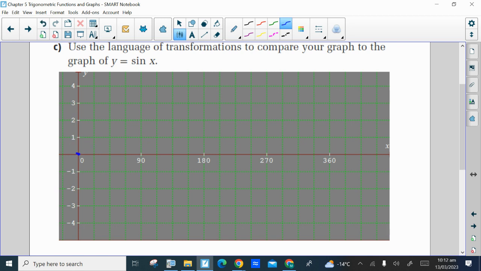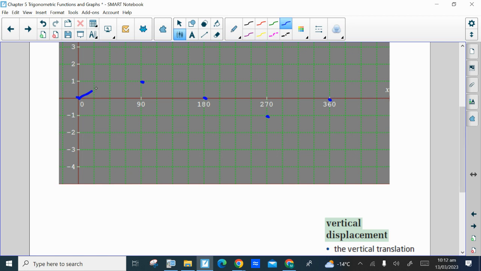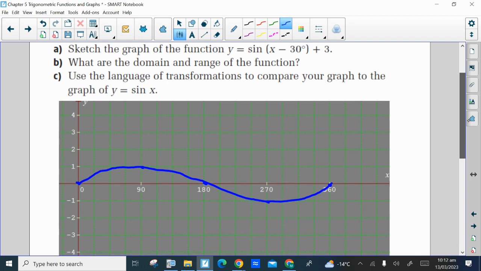Sine always starts in the middle. It has critical points at every 90 degrees. So it starts at 0, 0, and then at 90 degrees, you're at a maximum. At 180, you're back to the middle. Another 90 degrees, you're at the minimum. Another 90 degrees back to the middle. So this is the graph of our base function, y equals sine x. And we're going to transform it to y equals sine of x minus 30 degrees plus 3.